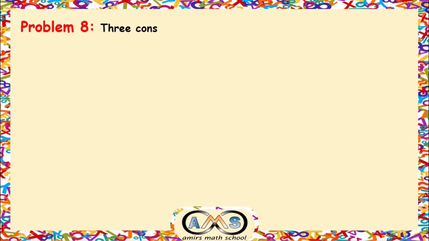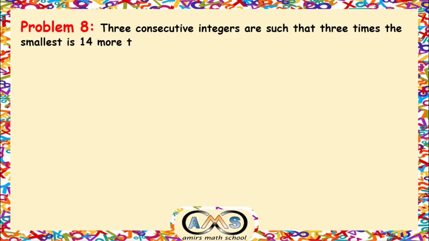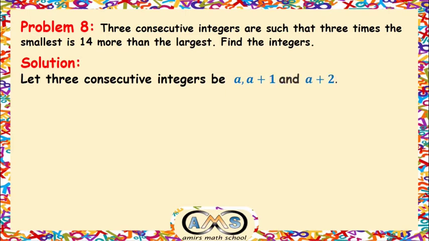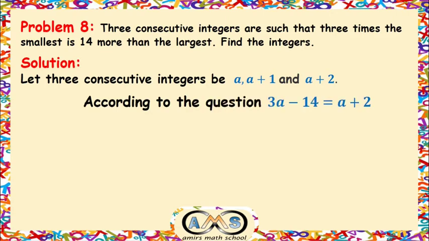Now problem number 8. Three consecutive integers are such that 3 times the smallest is 14 more than the largest. Find the integers. Solution. Let three consecutive integers be a, a plus 1 and a plus 2. According to the question, 3 times the smallest one, that is 3a, is 14 more than the largest one. Here the largest one is a plus 2.